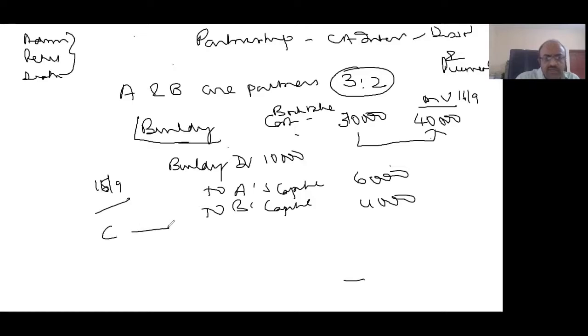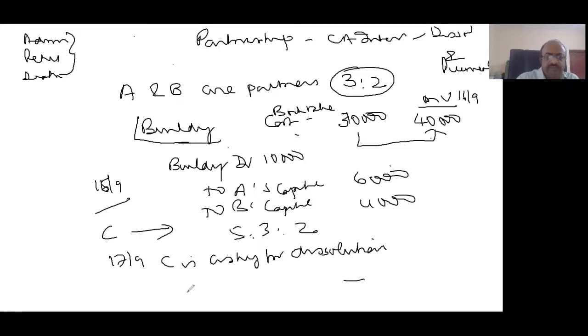Now C joins, and the ratio is 5 is to 3 is to 2. Now, next day on the 17th, he is asking for dissolution. Now, what happens when dissolution happens? This asset will be sold. How much will you get? 40,000. This is the market value. What is the book value? Aparna, what is the book value?